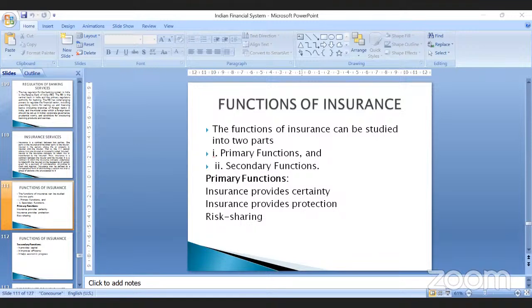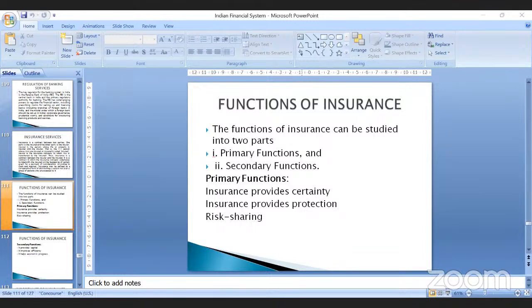See, for example, your car is worth 4,50,000. If the car meets with an accident, which is an unforeseen or undetermined situation, in that case, the insurance company promises to replace the value of your car for the damage that is caused. So it provides you guarantee, it provides you certainty up to the extent of the premium that you are paying or up to the extent of the insurance that you are taking.